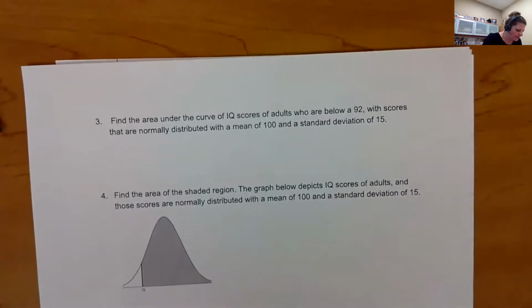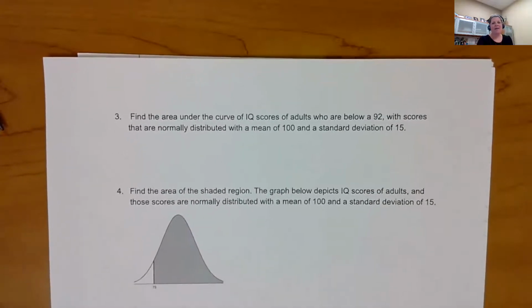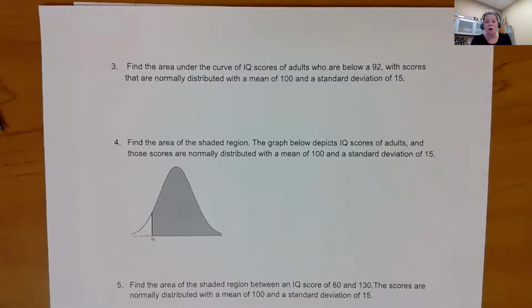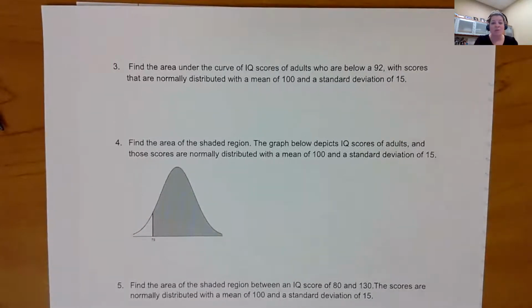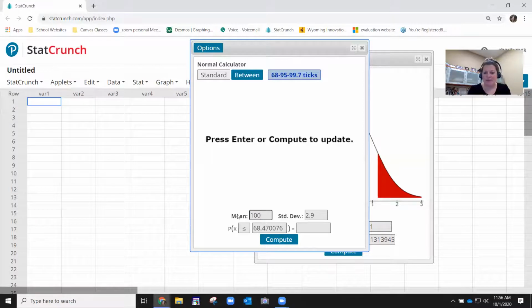I have a couple more questions. Number 3 here, find the area under the curve of IQ scores of adults who are below a 92, with scores that are normally distributed with a mean of 100 and a standard deviation of 15. Let's just bounce into our StatCrunch. This one says below, so we want less than, and our mean was 100, the mean of an IQ, standard deviation of 15.